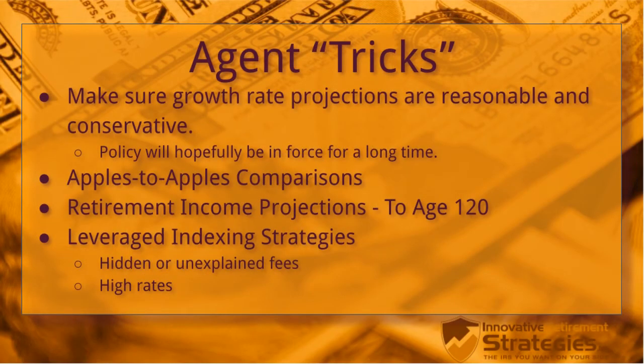If your illustration includes projections of retirement income, make sure that those projections run all the way out through age 120. One thing that I see all the time is, somebody will tell me, well, this company XYZ is showing that I can get $85,000 a year income. But they're only showing it for 20 years, from age 65 to 85. What if you live a little bit longer than that? I think the more conservative way to go is to run the income projections out all the way through age 120.